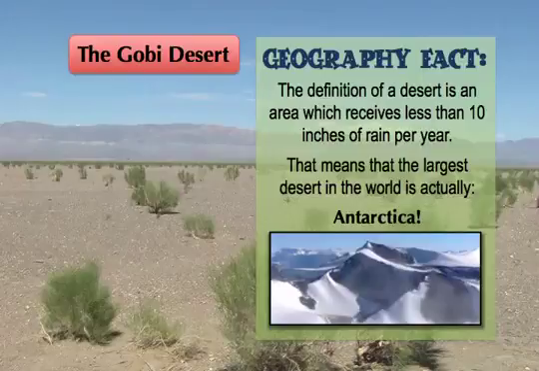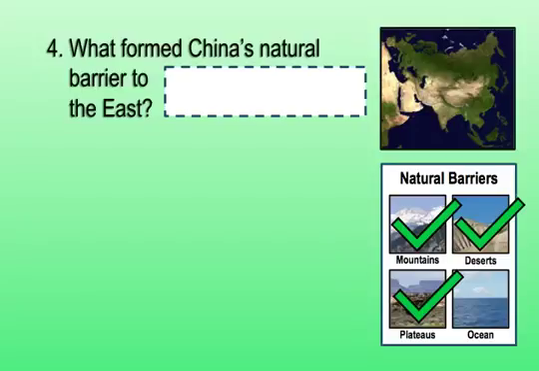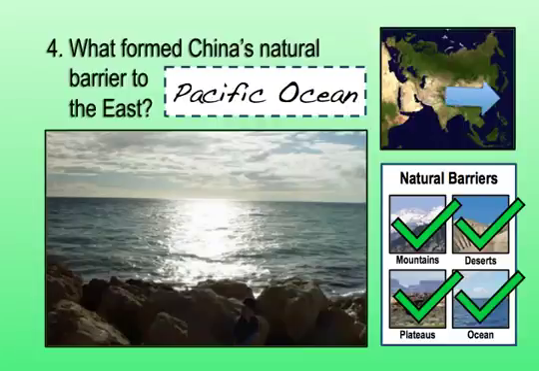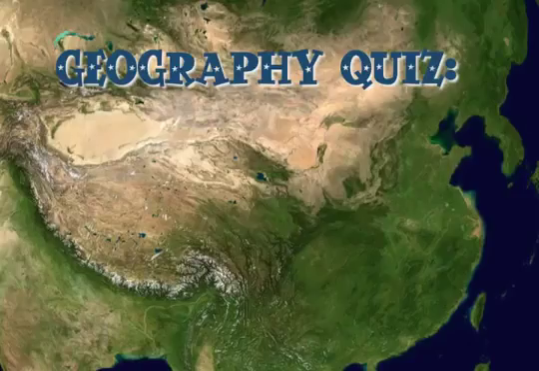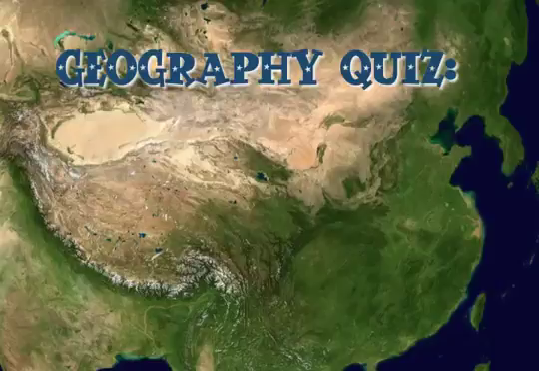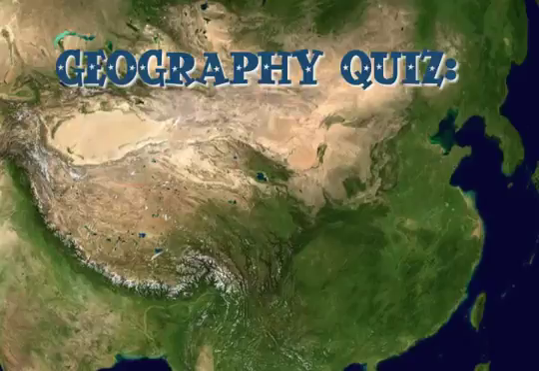The last natural barrier that I want to talk to you about today is a natural barrier to the east. And if you look at the map, you can tell that we have the Pacific Ocean located to the east as well. All right, so let's pause for a second and look at this from a different perspective. Specifically, what we're doing is looking down on Asia. This is a composite satellite map of Asia.